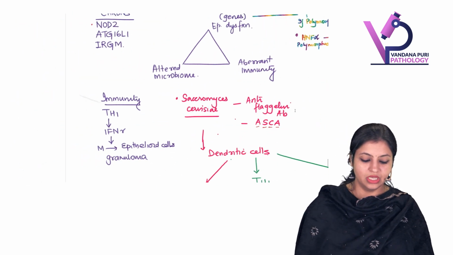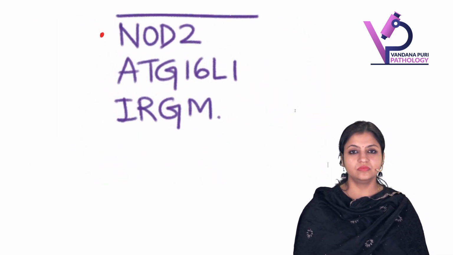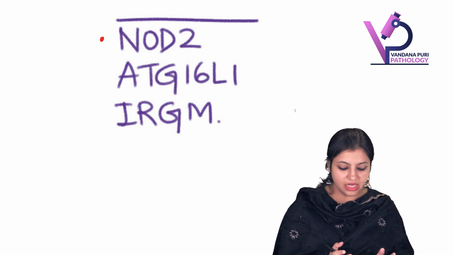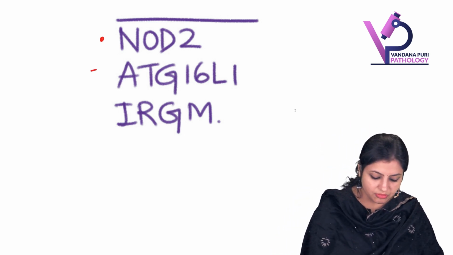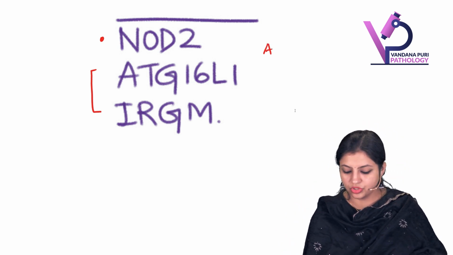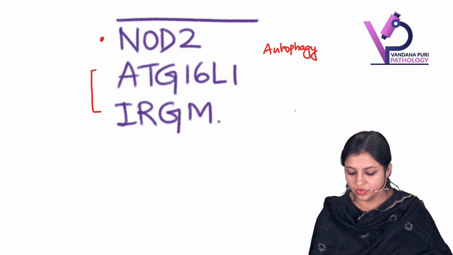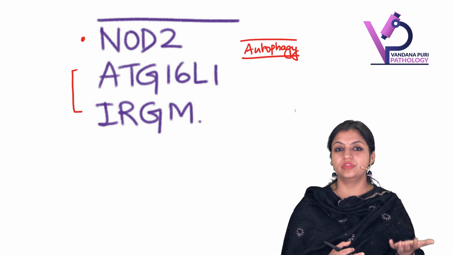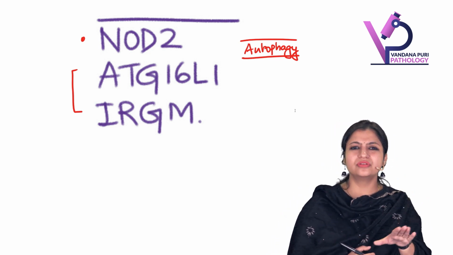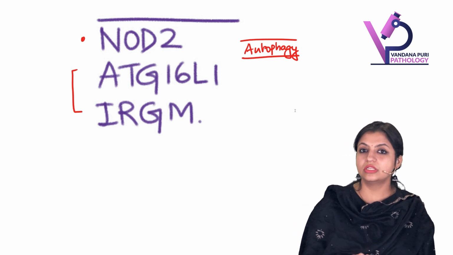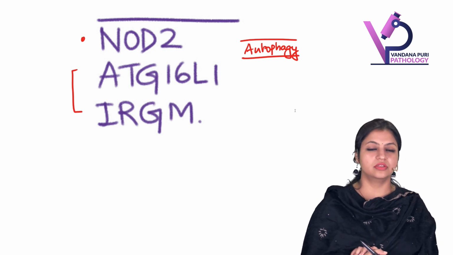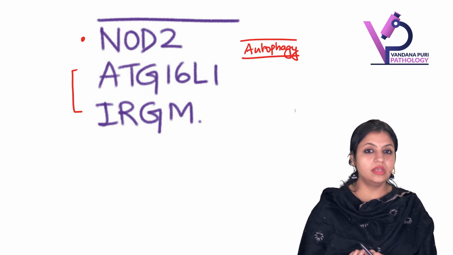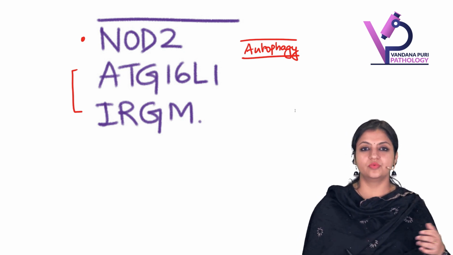Now let's come to the second two genes. Number one, ATG16L1. ATG is an autophagy-related gene, an autophagy controlling gene. IRGM is also an autophagy gene. Both of them are related to autophagy. When these are altered, they are not able to remove the microbes well, and it has also been implicated that they somehow alter the epithelial barriers. Because they alter autophagy and the epithelial barriers, they are also linked with Crohn's. So remember, what are the three genes associated with Crohn's? NOD2, ATG16L1, and IRGM.